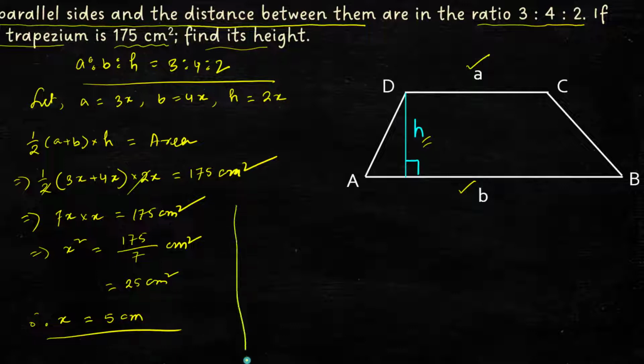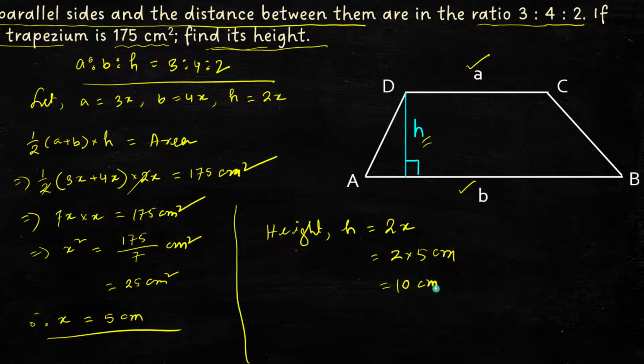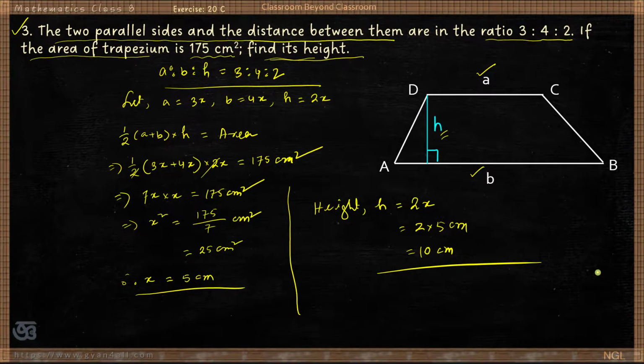So we get x. Now we have to find the height of the trapezium. So height h is equal to twice x, and that is equal to 2 multiplied by x, which is 5 centimeter, and this is 10 centimeter, the height of the trapezium.